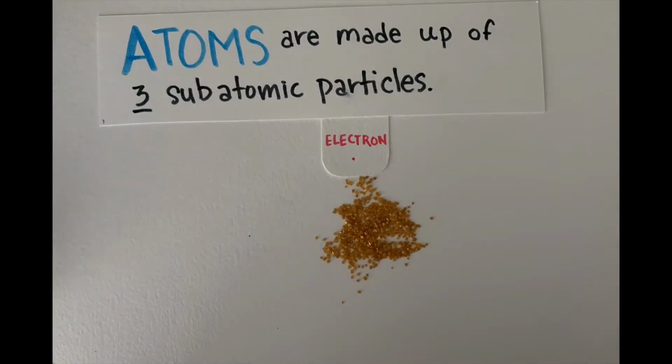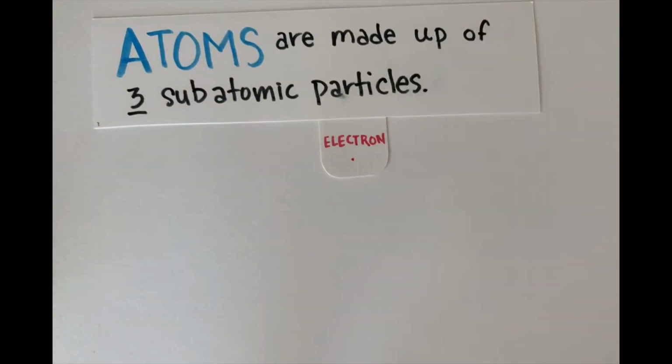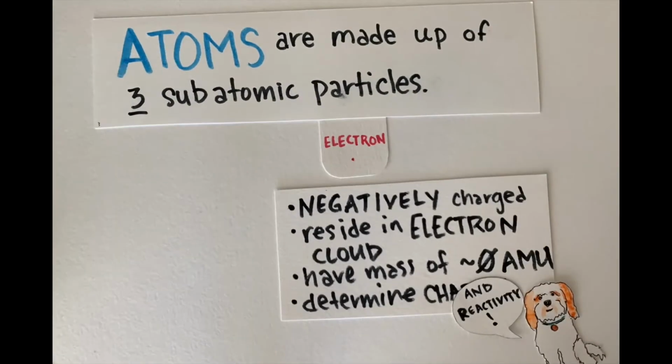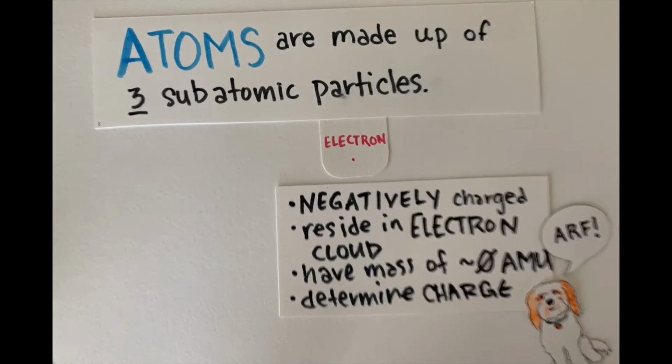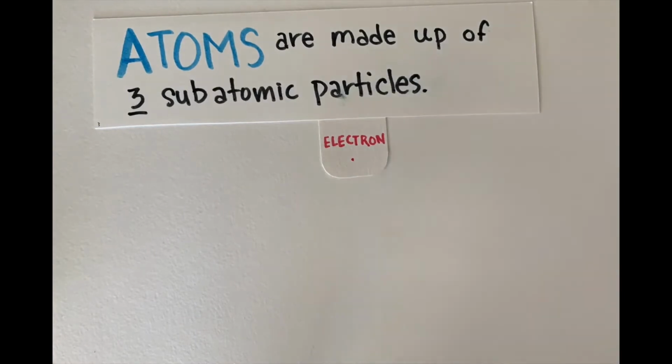They have a mass of 1, and they determine the stability of that nucleus. Finally, we have the electron. These are tiny negatively charged particles that live outside of the nucleus in what we call the electron shell or electron cloud, and they have a charge of -1.